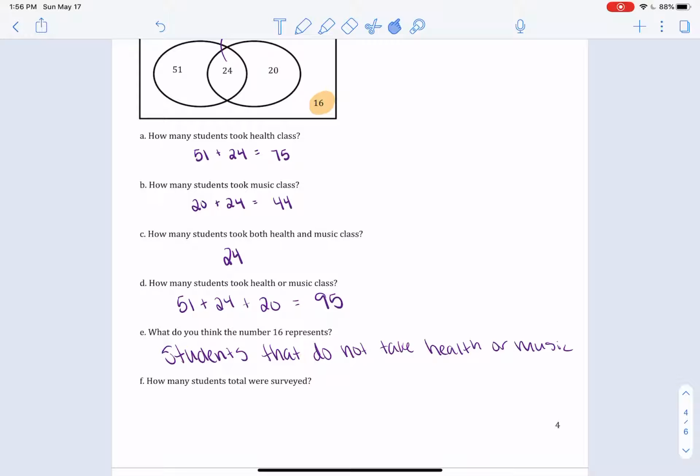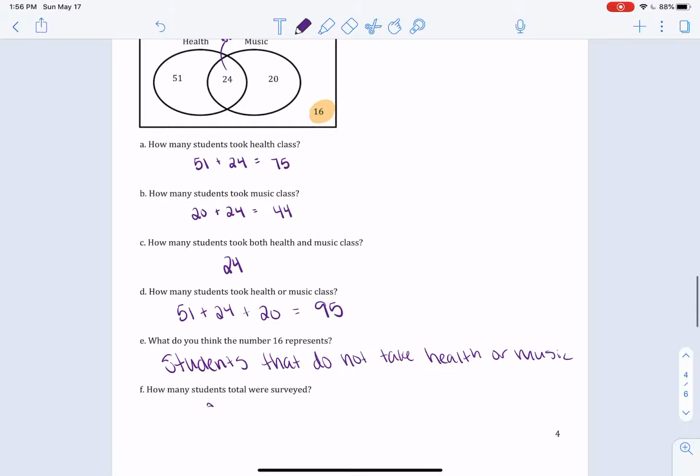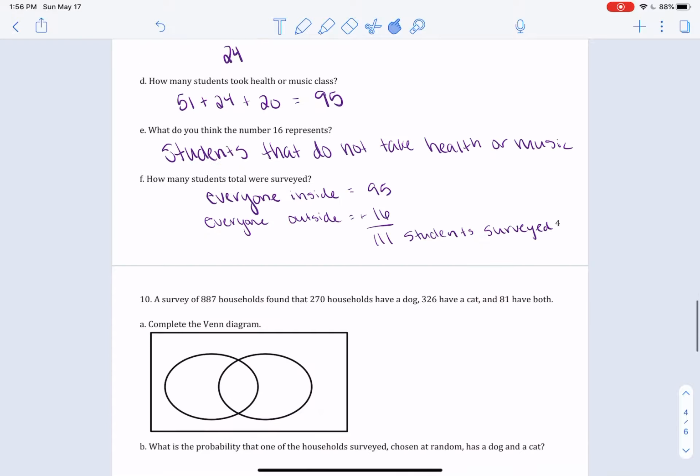So knowing that, it says how many students total were surveyed. Okay, well, we've got everyone on the inside of the circles. That's 95 students. And then all of the students on the outside of the circles, that would be 16 of them. So 111 students were surveyed. All right, so let's go to the next problem.